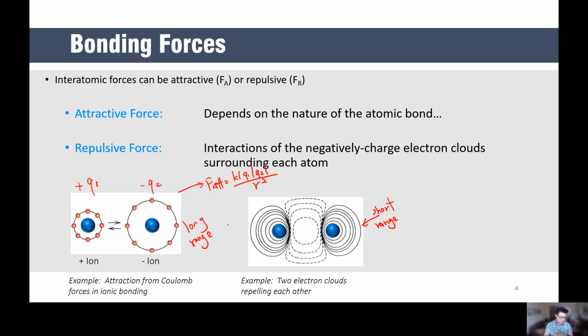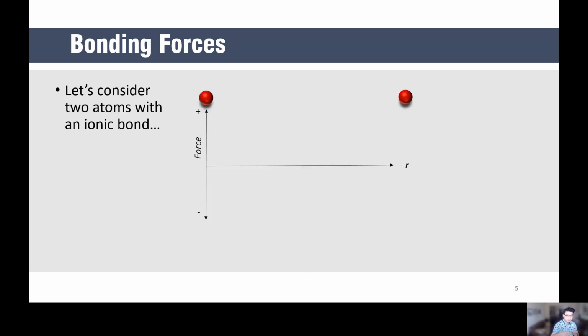And so this leads to a very interesting phenomenon, and the phenomenon is actually how atoms are bound together. Let's consider we have two atoms with ionic bonds. One atom has a positive charge and one atom has a negative charge. In a long range case, they want to attract each other. But in the short range case, they now start to repel. So how do we draw that?